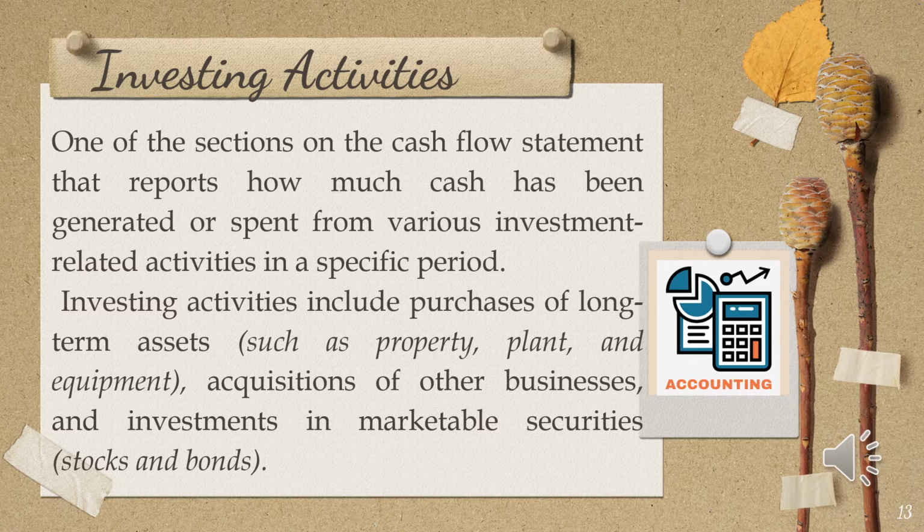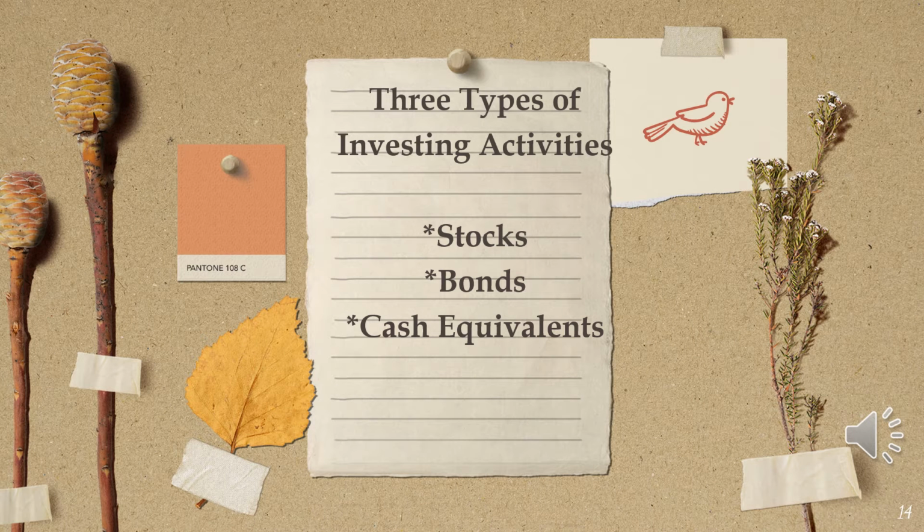Investment activities are essential in supporting future business growth. By investing, companies expect to get more revenue and make higher profits. Investing activities include purchase of long-term assets such as property, plant, and equipment, acquisitions of other business, and investment in marketable securities such as stocks and bonds. There are three types of investing activities: stock, bonds, and cash equivalents.